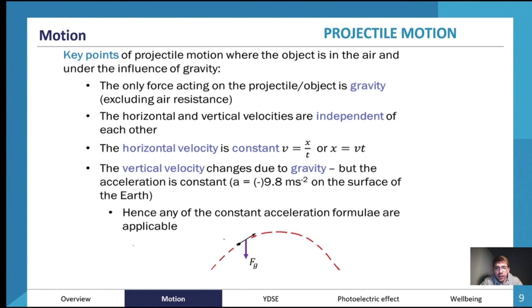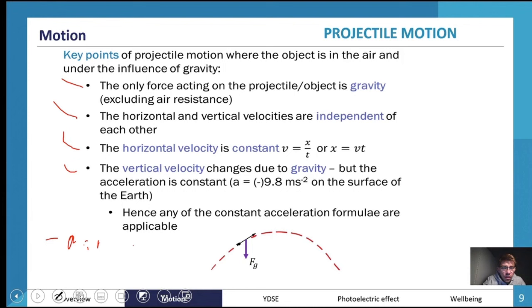So the key idea is that the only force acting on the object is gravity, excluding air resistance. The horizontal and vertical velocities are independent of each other. The horizontal velocity is constant, whereas the vertical velocity is always changing because there is acceleration due to gravity. Hence, any of the constant acceleration formulas are applicable. So first of all, we need to clarify that VCAA will ask you questions about projectiles where the air resistance is equal to zero. You are only qualitatively required to comment on how air resistance affects the projectile.